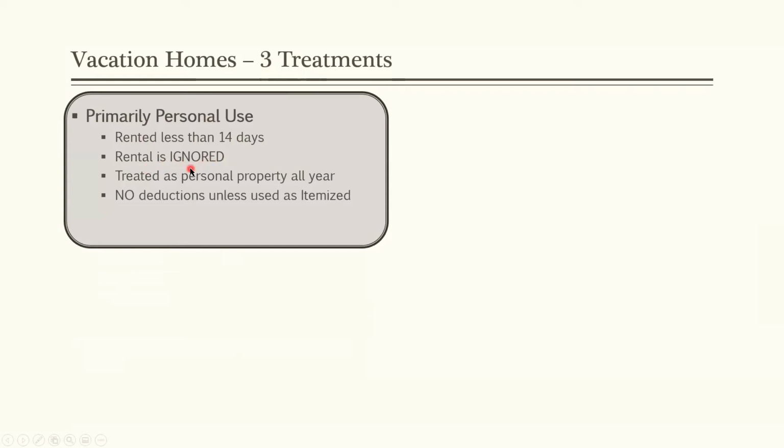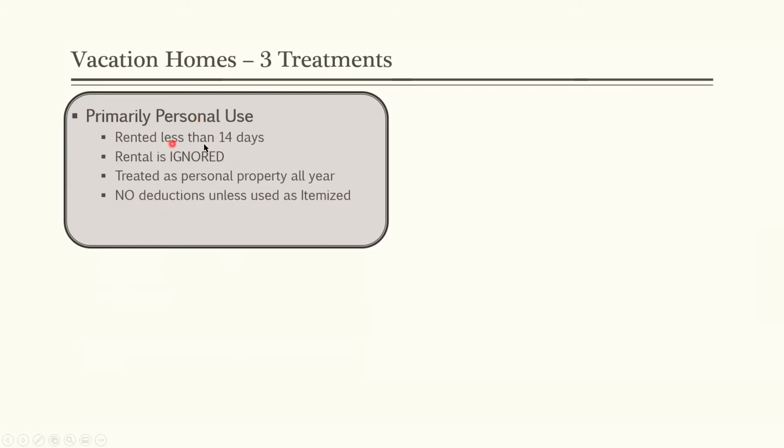And that's one of the most amazing things I find in the tax code: you can rent it for less than 14 days, make however much money you can in those 14 days or less, and it's ignored. It's treated as personal property all year long, and there are no deductions for anything unless you use them as an itemized deduction. Property taxes and mortgage interest are itemized deductions that we talked about earlier, and those are the only deductions you would be allowed. So it's treated just like a secondary residence.